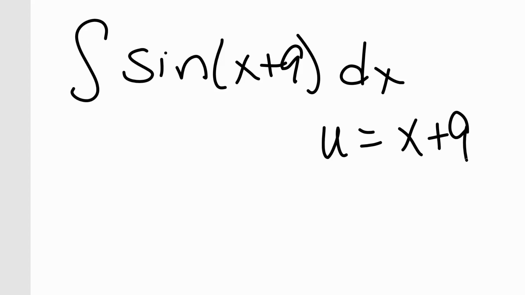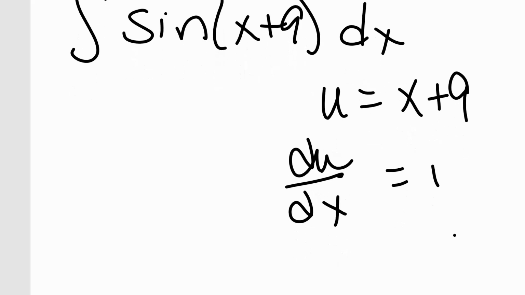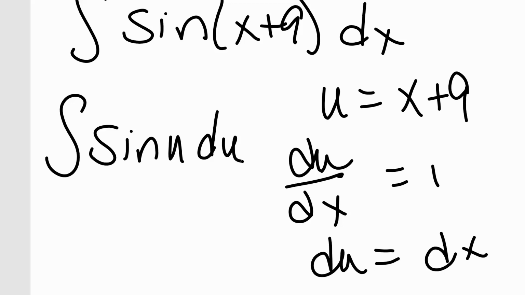All right, take the derivative of that. It gives me du dx is just 1. We like to get du by itself, so I'm going to say du equals dx. Multiply each side by dx. So then that gives me my integral of the sine of u du. That is what we like to see.